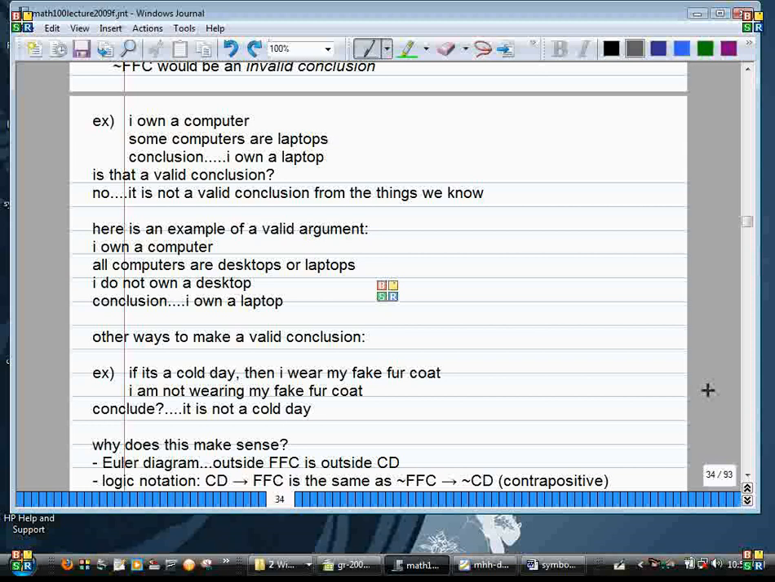But what else do we know in this question? You're not wearing a fake coat. Right, which in notation is what? Not FFC. So if we know this and we know not FFC, then what can we conclude? That it's not cold. Not CD.